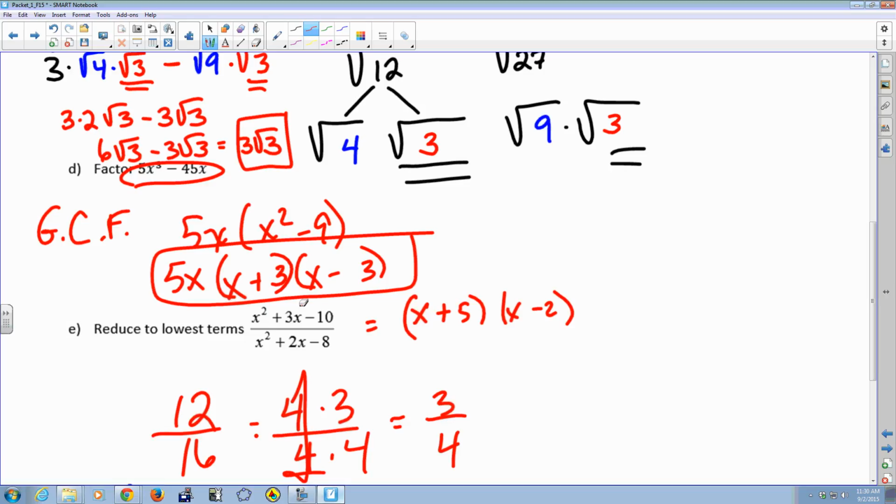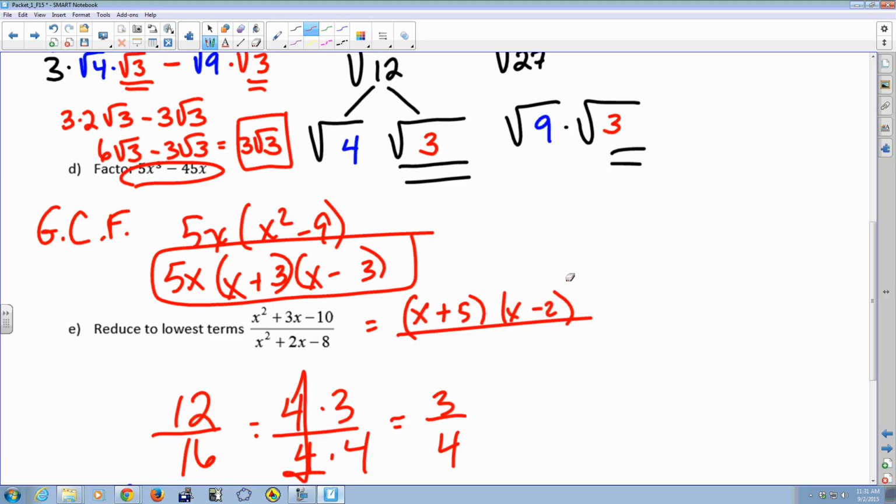And this is what I say to myself. I'm searching for factors of 10 that differ by 3. Right away, 5 and 2 come to my mind when I use that language. I put a 5 and a 2. I know when I add the middle term and the outer term, I get a plus 3. So my plus goes in front of the 5, and my minus sign goes in front of the 2.